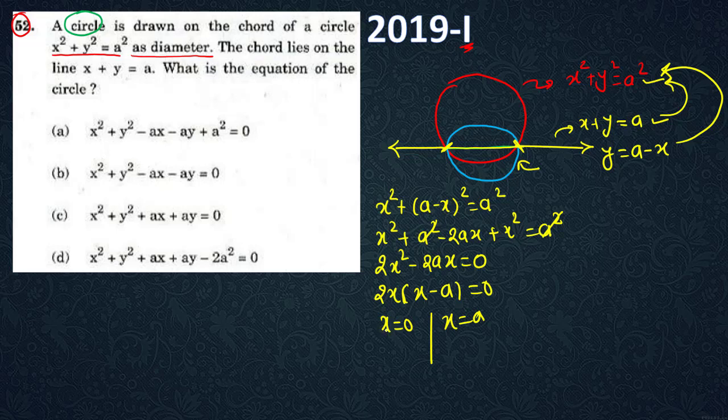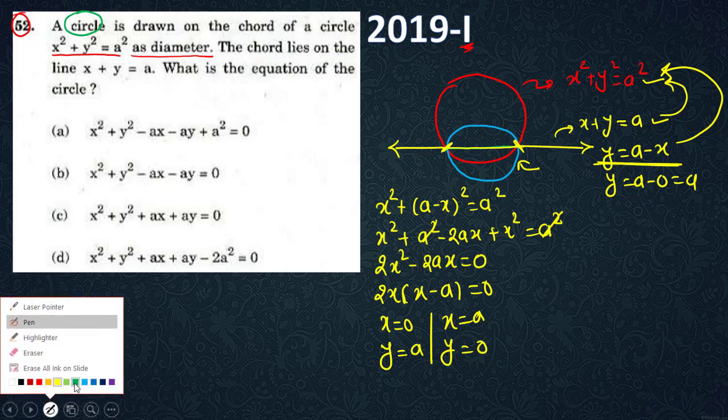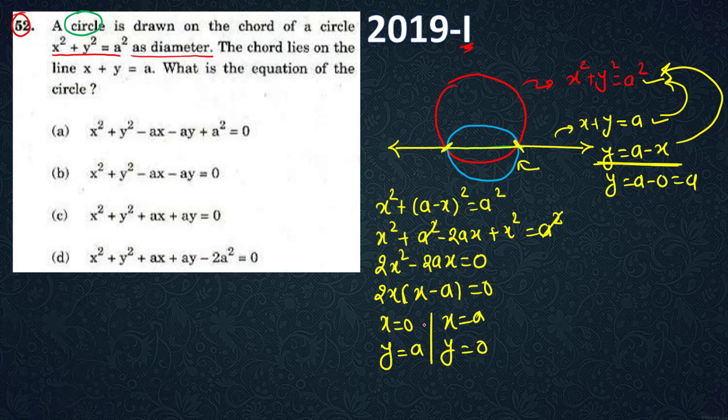So if x is 0, then what will be the value of y? y is equals to a minus 0, which is a. Means y becomes a. If x is a, y becomes 0. Okay, now these are the two points of intersection of the line and circle. So let me write these points here. So this is 0 comma a and it is a comma 0.